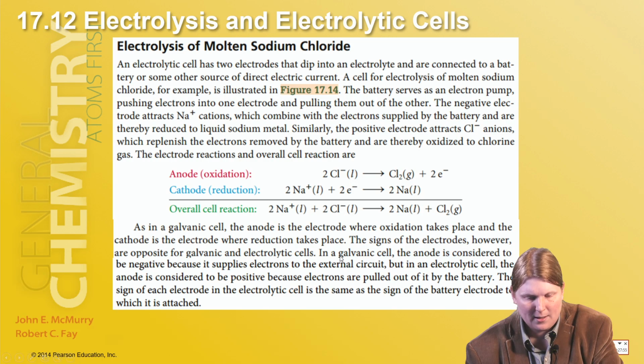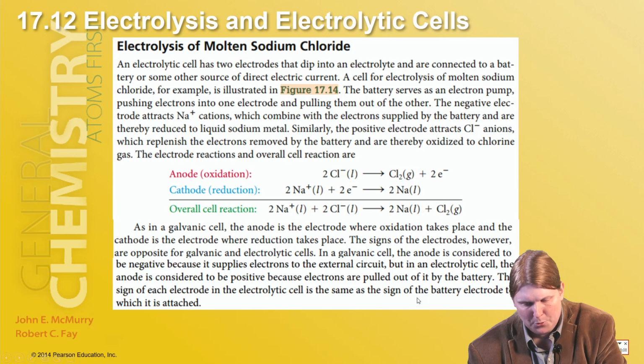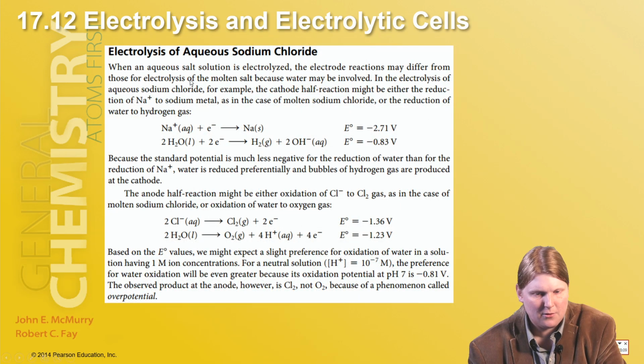That's typically the way they look at it. So galvanic, anode is negative, cathode is positive. In an electrolytic cell, the anode is positive and the cathode is negative. Again, it depends on which way they label things. It's not as consistent sometimes as it's made to be.